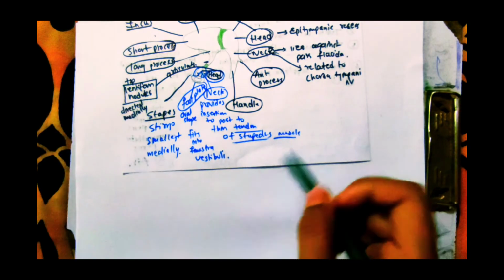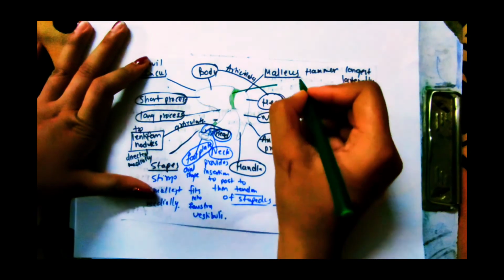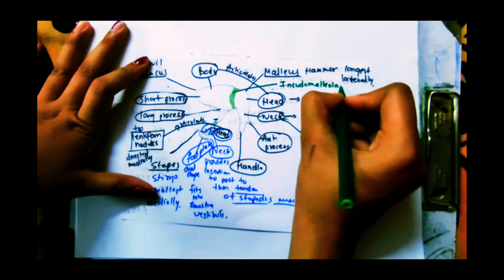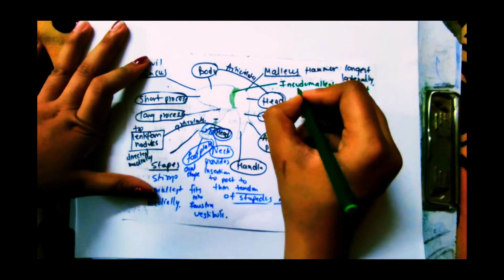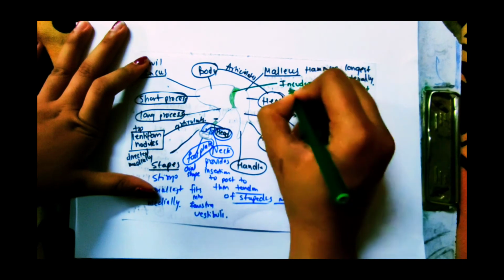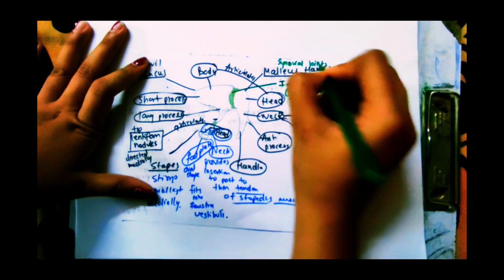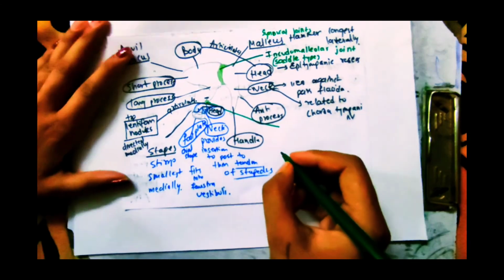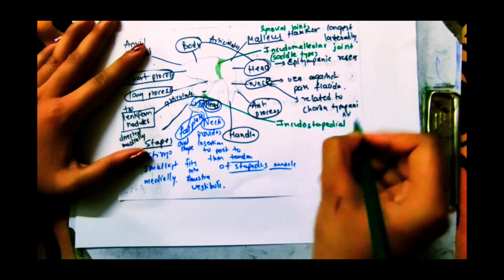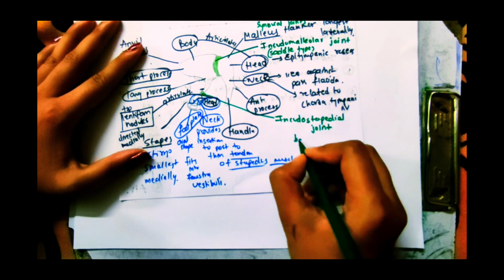Now coming to the joints of the ear ossicles. There are two joints. First, the incudomalleolar joint. It is a saddle type of synovial joint. And second is the incudostapedial joint. It is a ball and socket type.